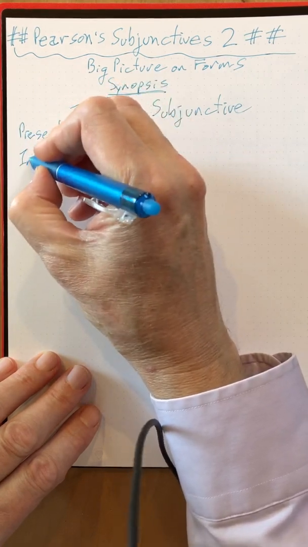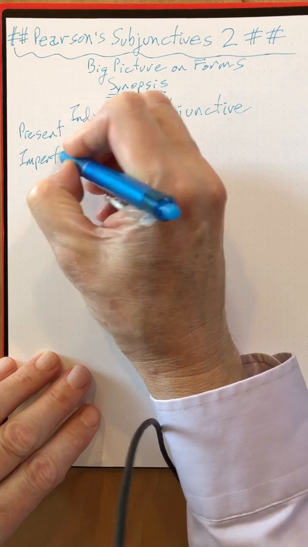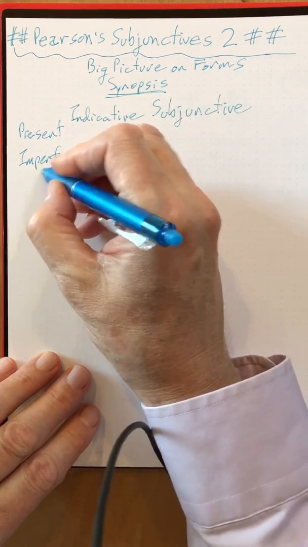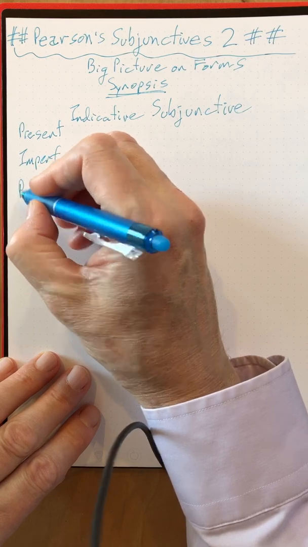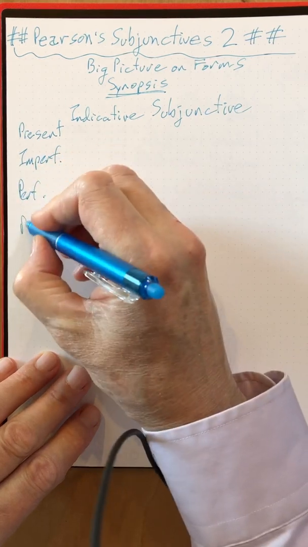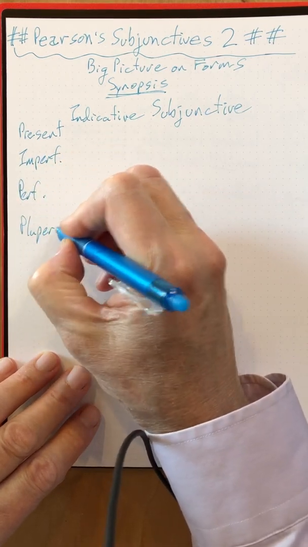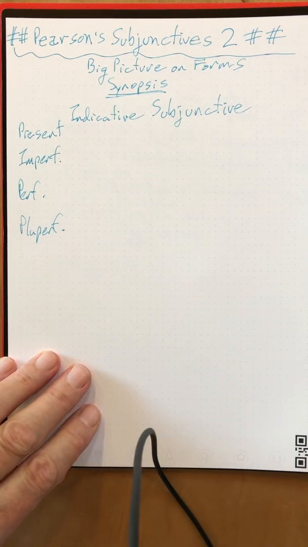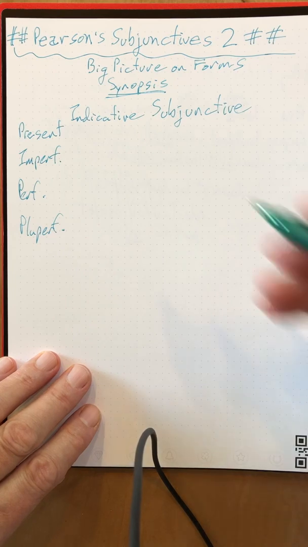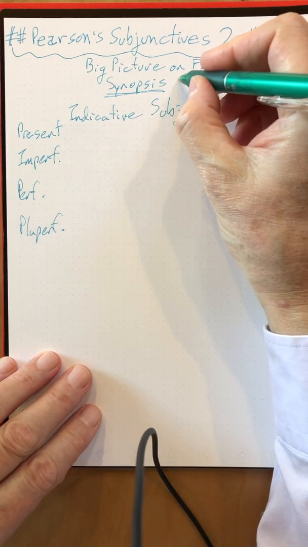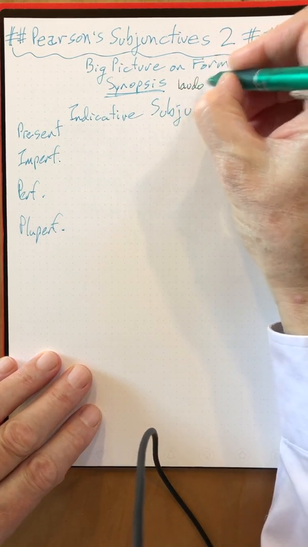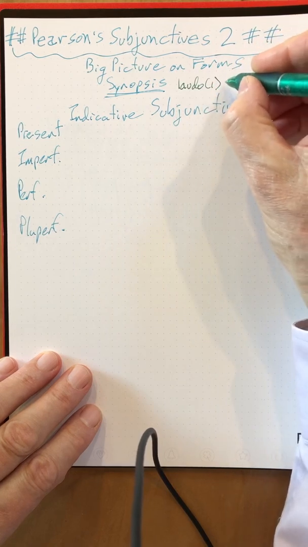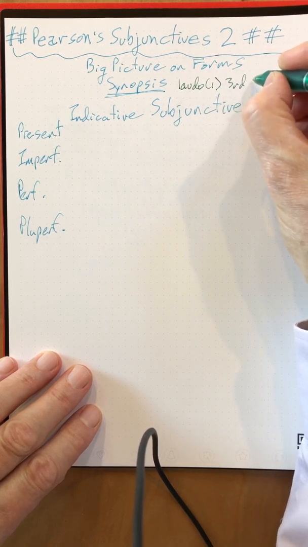We've got present, we've got imperfect. Do we have future? No, sir, no future. Then we have the perfect and the pluperfect. No futures, though. That's important to remember. So here we go. The present indicative, we're going to use laudo, first conjugation. We're going to do it in the third person singular.